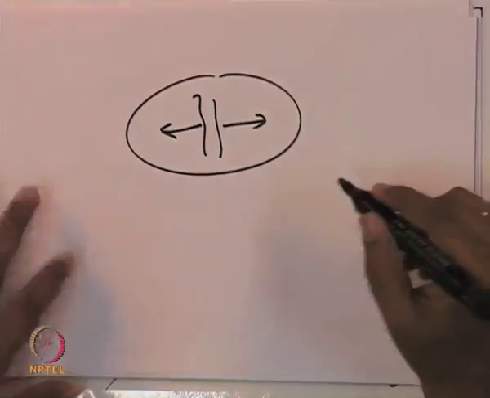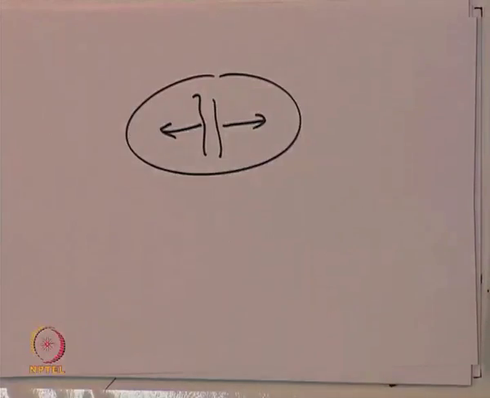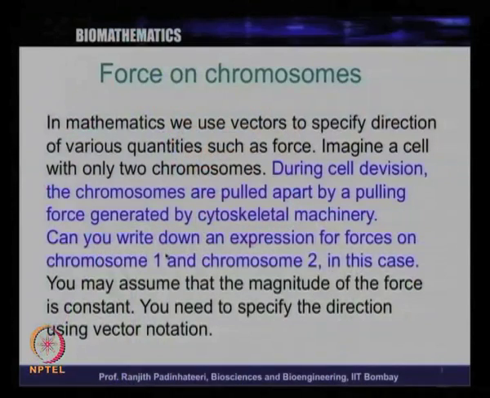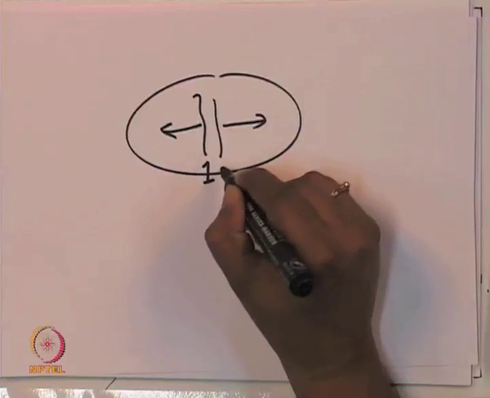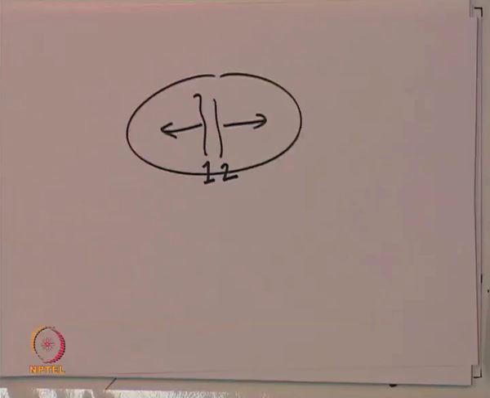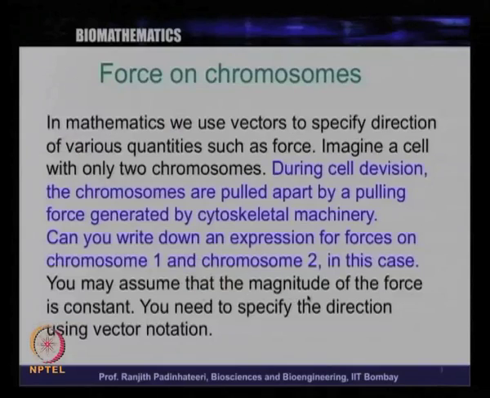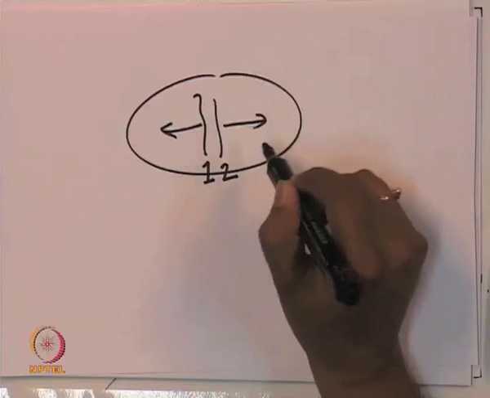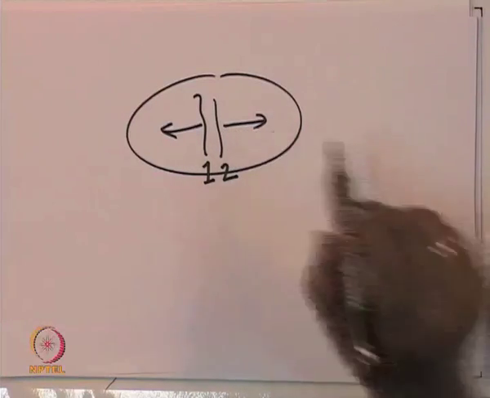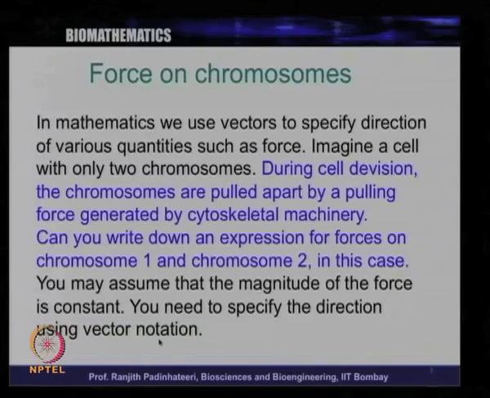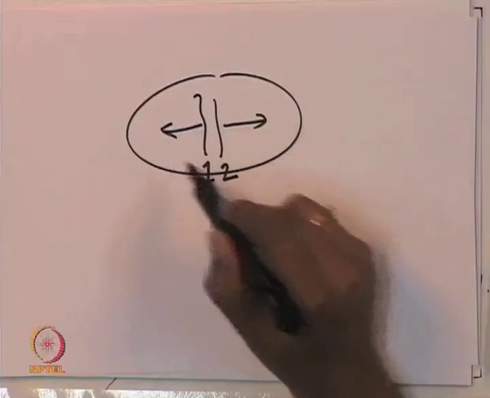It does not matter how the force is exerted; the details do not matter, we are not worried about it, but we want to write down an expression. So, what do we want? Can you write down an expression for the forces on chromosome 1 and chromosome 2? Let me call this chromosome 1 and this chromosome 2. You may assume that the magnitude of the force is constant. That means the force does not change with time, it is always the same force, and you need to specify the direction using vector notation.